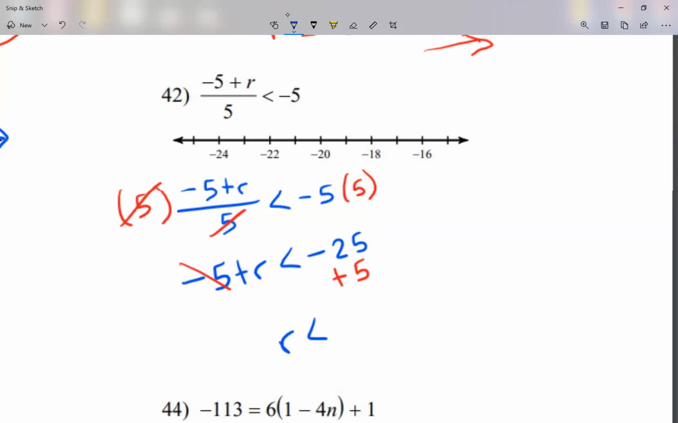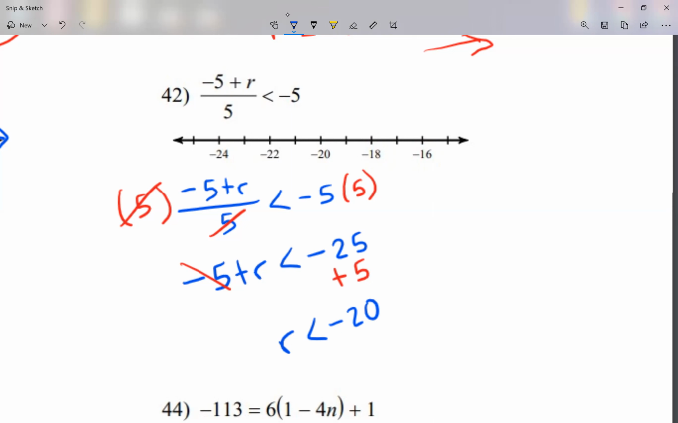Now here, negative 25 and plus 5, the signs are different. So let me subtract. 25 minus 5 is 20. Let me keep the sign of the larger one, so in this case, negative 20. So my solution: r is less than negative 20.